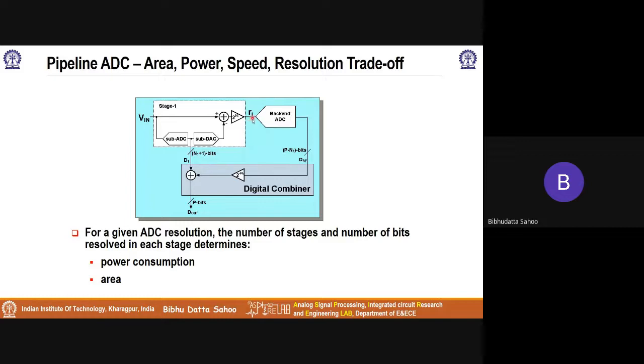Now, the residue voltage is then digitized by the next stage, and when the next stage is digitizing the residue voltage, the first stage is taking the next sample, and that's why it is operating in a pipeline fashion.